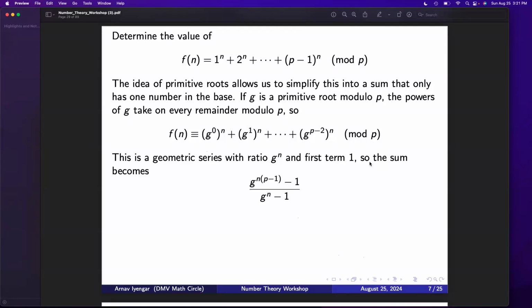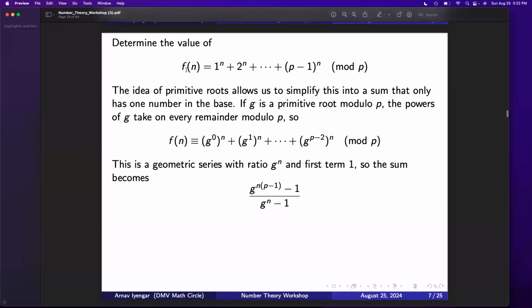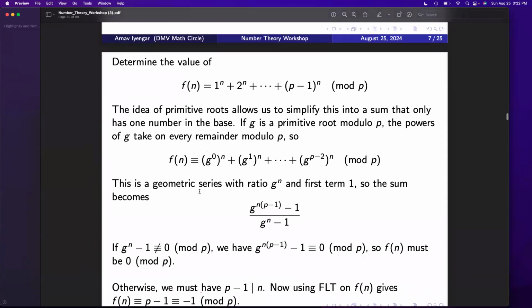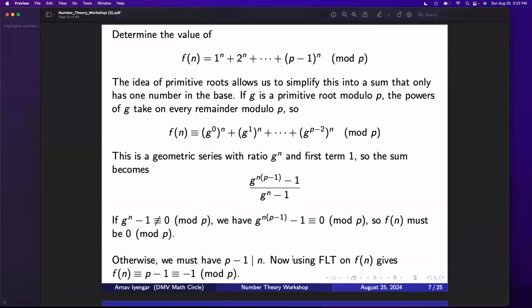If n is a multiple of p minus 1, then g to the n minus 1 is going to be 0 mod p, but you can't divide by 0, even in mod. If g to the n is 1 mod p, so p minus 1 divides n, you can directly solve for f of n because it'll be the sum of p minus 1 different numbers that are all required to be 1 mod p. So it has to be p minus 1 mod p, and you can write that as -1.